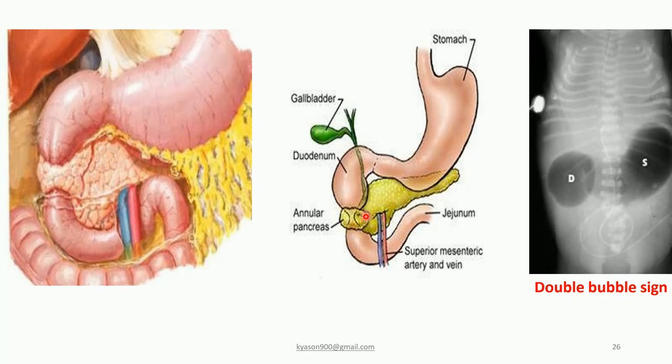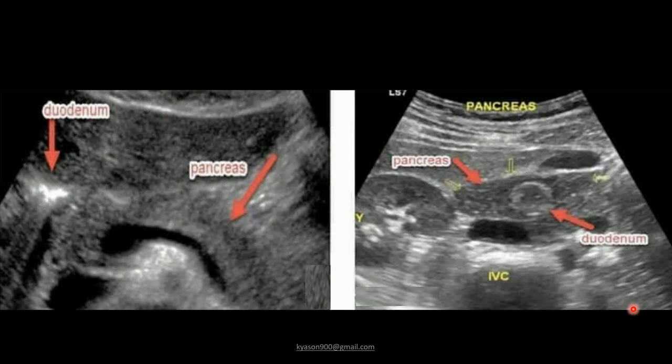But now, in this case, you're seeing an obstructed duodenum, and gas bubbles are going to be seen only in the stomach and in the duodenum. There's no gas bubble down here because there is an obstruction. And this will give us what we call the double bubble sign. That double bubble sign is pathognomonic for duodenal atresia. Okay.